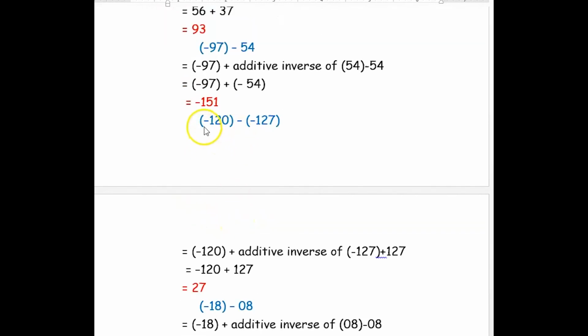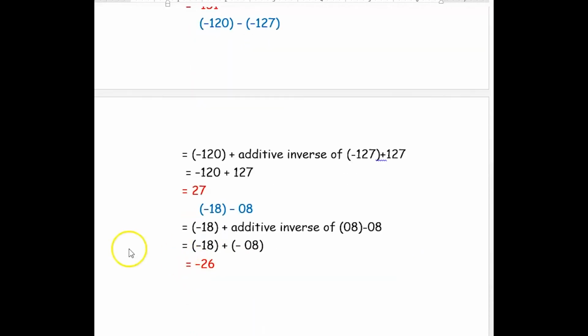Next question is negative 120 minus negative 127. So negative 120, this minus, that is subtraction, will become addition. And what we want to take? The additive inverse of this number. So the additive inverse of negative 127 is positive 127. So our answer will be 7.